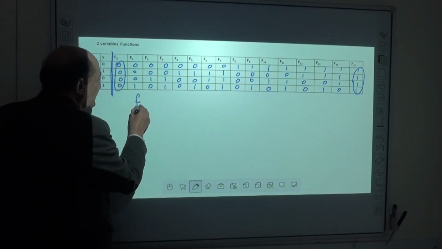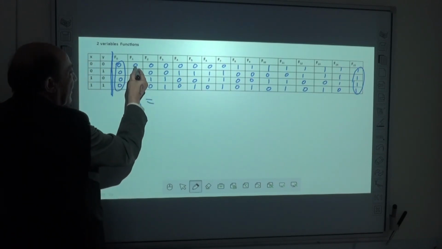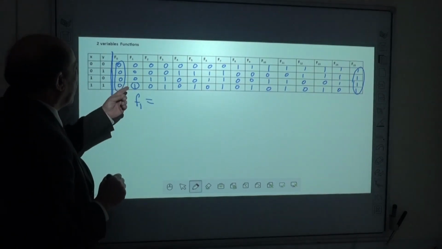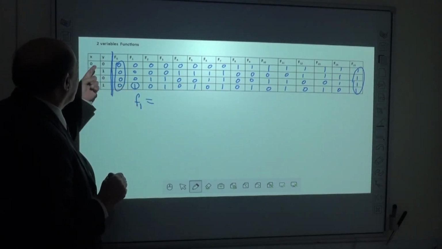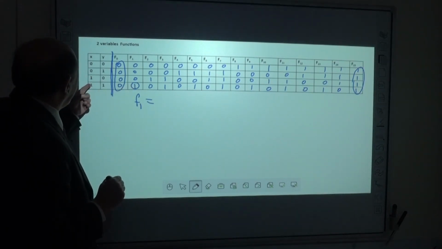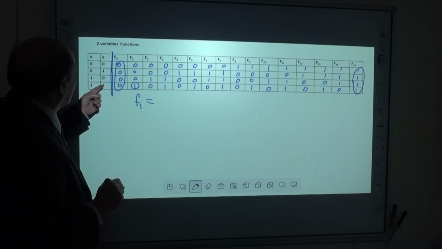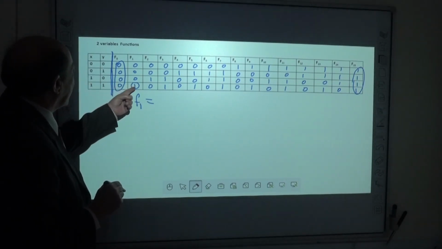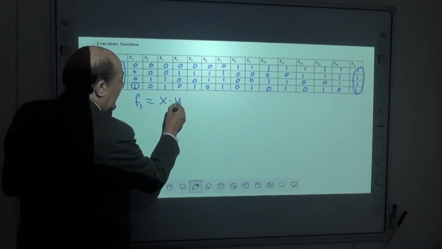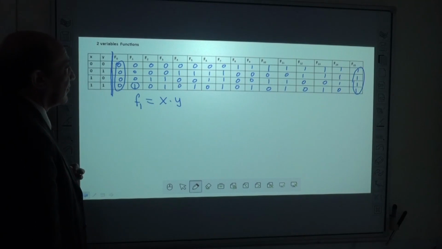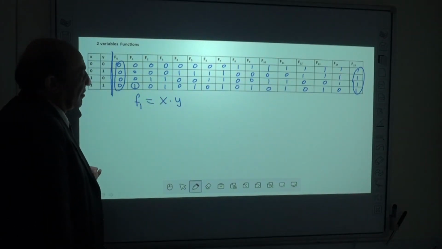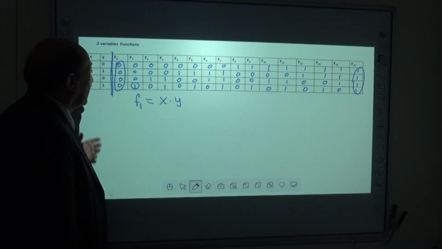F1, as we learned, equals 1 here. So we can obtain the algebraic form for f1 from the truth table. It is 1 when x equals 1 and y equals 1. Only here. So x and y. And it is the AND operation we already know.